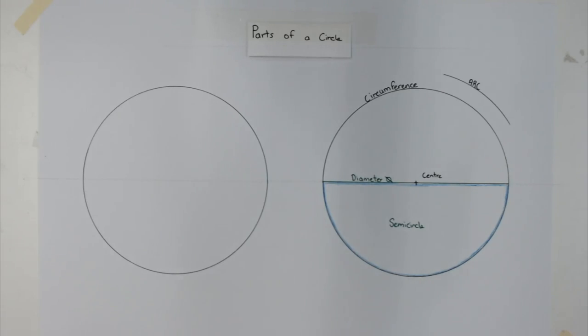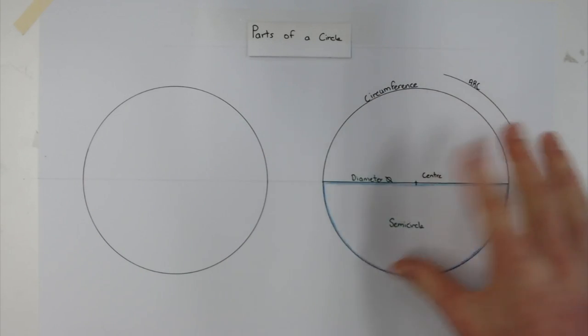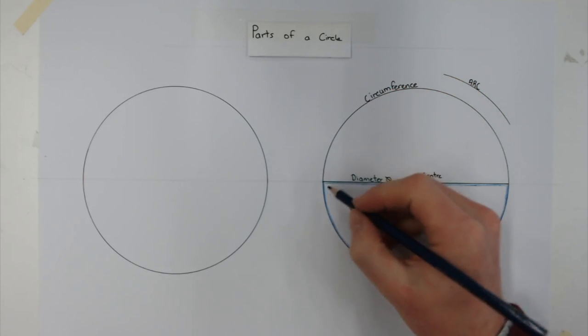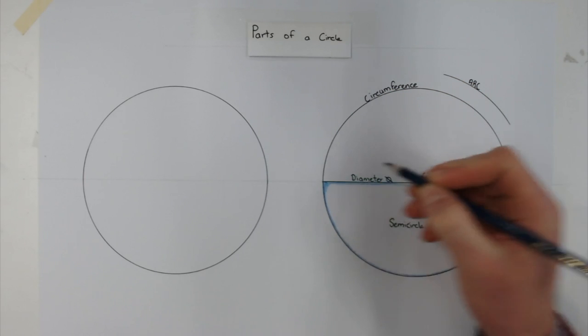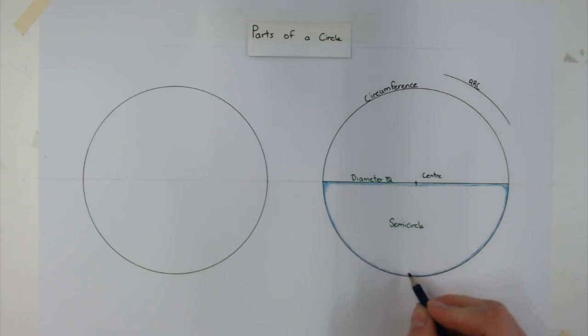Okay, so as you can see here, I've magically just colored this in. So this is the blue part here. So I've got my blue semicircle, just there. Fix that up a little bit. Perfect, okay. So that's my semicircle. And again, it's just literally half a circle.